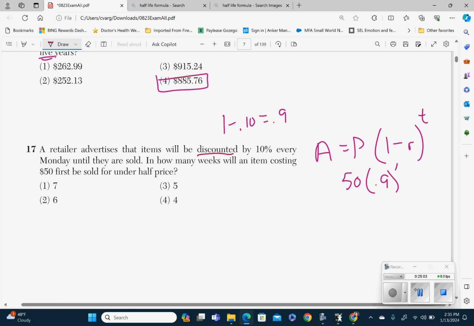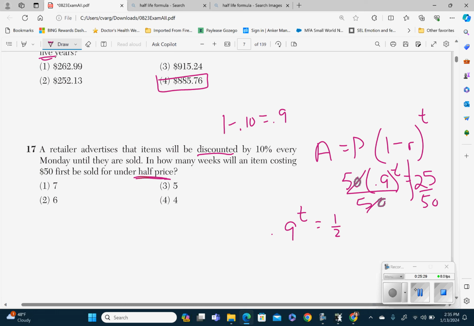We're going to raise it to the t, and we want to know where it's going to be under half price. So half of 50 is 25. So we want to find out what this is equal to. You could put this into the calculator, y1, y2, and see where they meet, or let's just do it the longer way, divide by 50. So this cancels out, so I have 0.9 to the t is equal to a half.